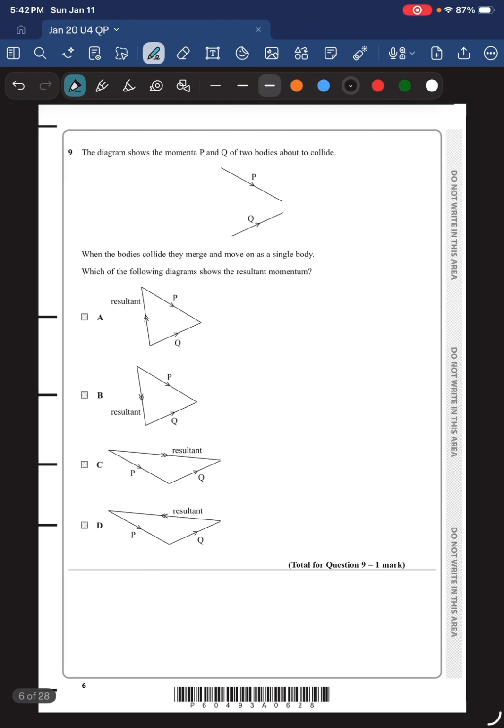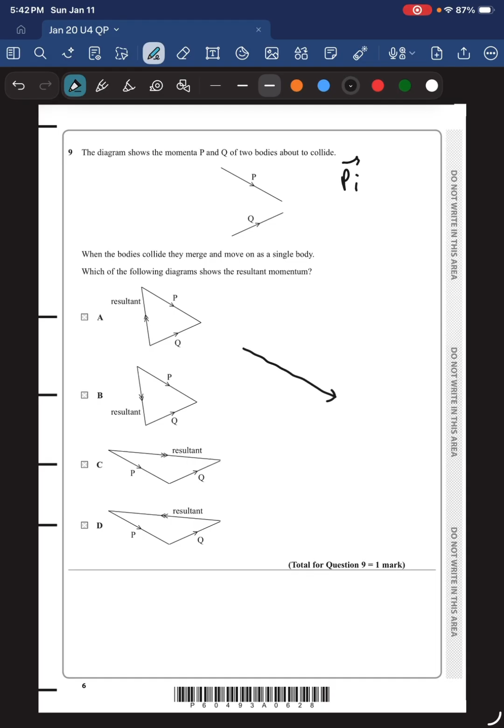Question 9. The diagram shows the momenta P and Q of two bodies about to collide. When the bodies collide, they merge and move on as a single body. Which of the following diagrams shows the resultant momentum? You have to add up P and Q. P and Q is the total momentum before, so Pi. We have to add them vector-wise.